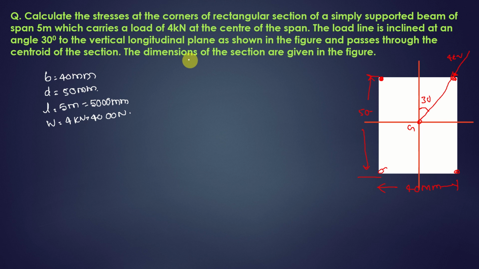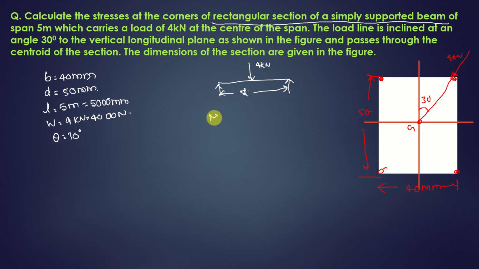Sorry, angle is given as 30 degrees. Okay, let me now come back. Here, the rectangular section of simply supported beam. This is a simply supported beam and span of 5 meters. It is having the length 5 meters. So let me say length, and it is carrying 4 kilonewton at the center of the span like this. So what will be the maximum bending moment here?